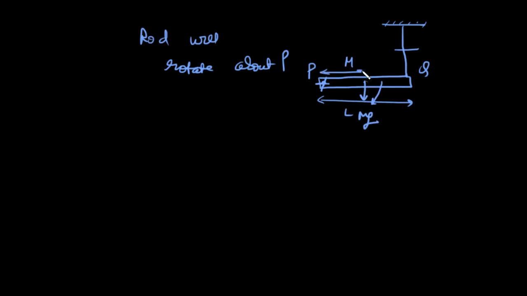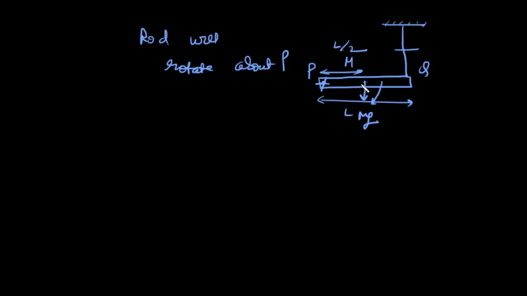You see the rod is first attached to a string at Q and this is the hinge at P. So when the string is cut, the rod will move like this. The rod will rotate about P. Hence, there must be some force applying a torque about P so that the rod is rotating. That force is the weight. Weight is applying a torque about the point P.